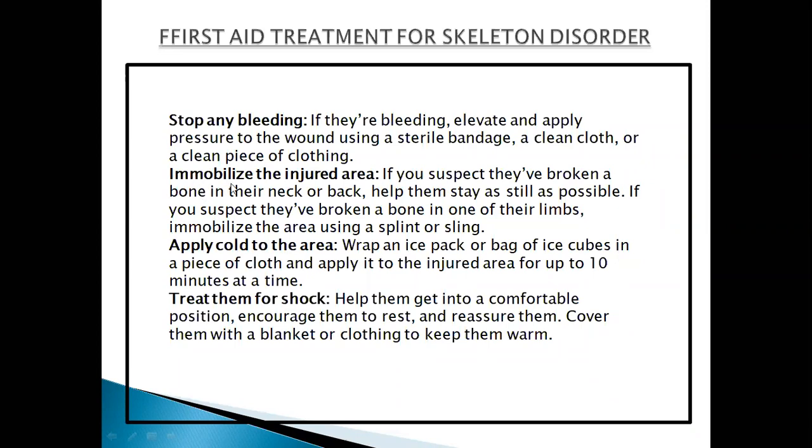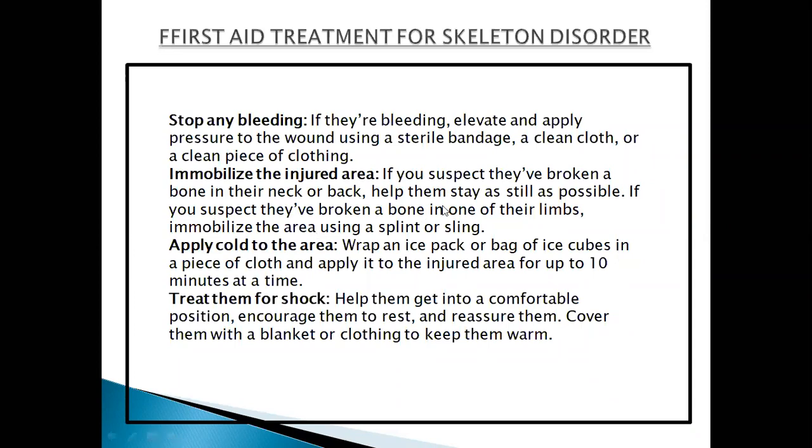Next thing to do is to immobilize the injured area. You need to immobilize it, don't move it, okay? If you suspect they have broken a bone in their neck or back, help them stay as still as possible. First of all, just provide them support. If you suspect they have broken a bone in one of their limbs, forelimbs or hind limbs, immobilize the area, don't move that area anymore, using a splint or a sling.